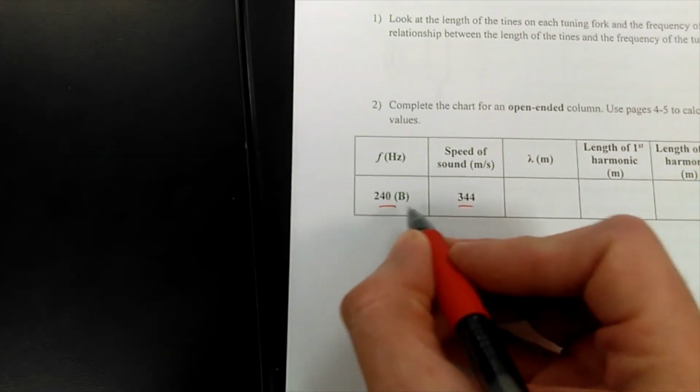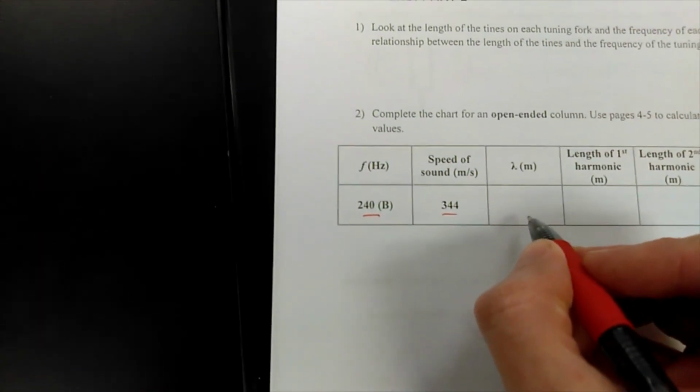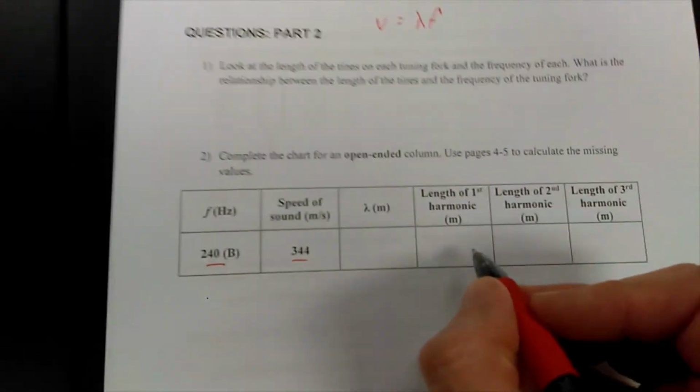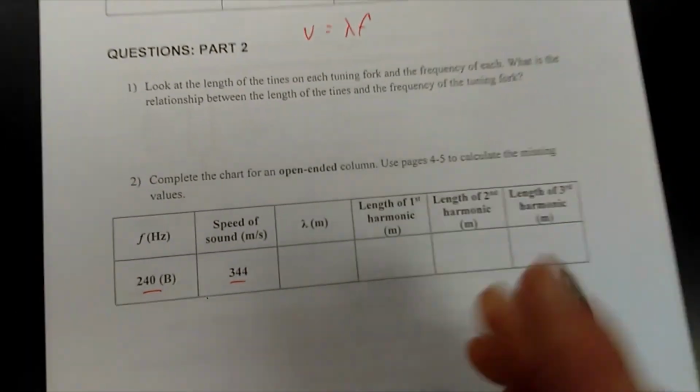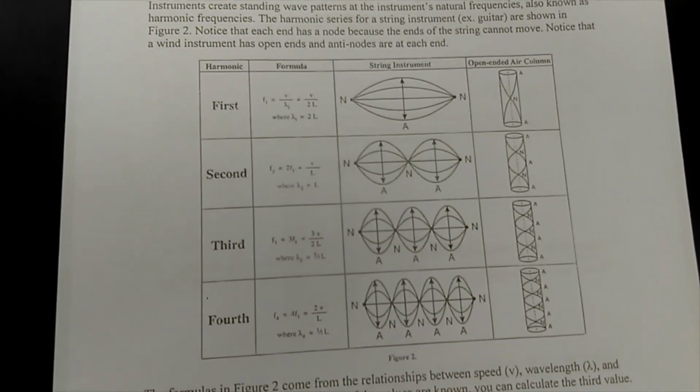So if you know the frequency and the speed, I want you to calculate the wavelength and then figure out for me what's the first harmonic, the second harmonic, the third harmonic. You'll see those other harmonics over here back on page 4, kind of how all that math ties together.